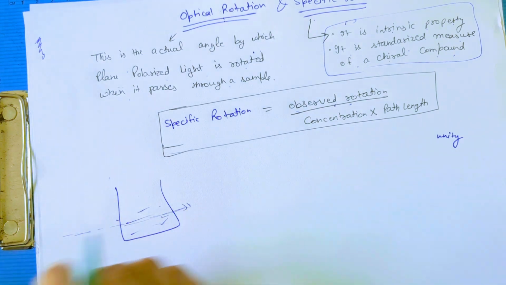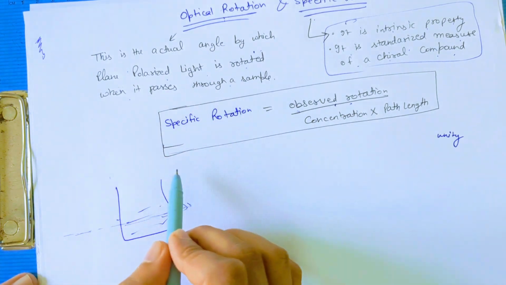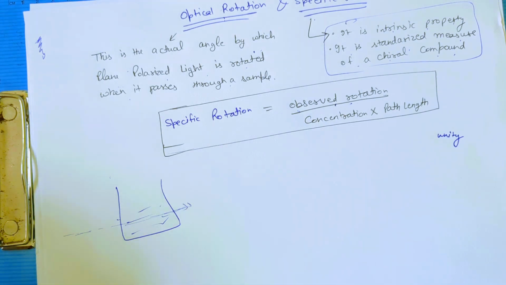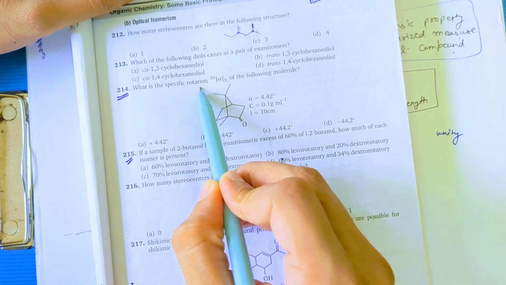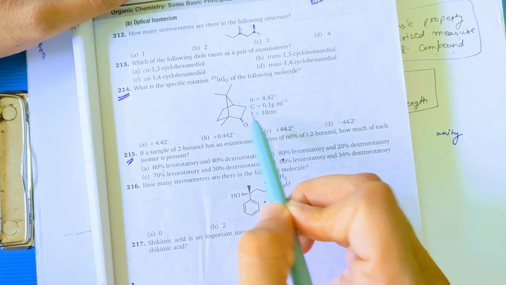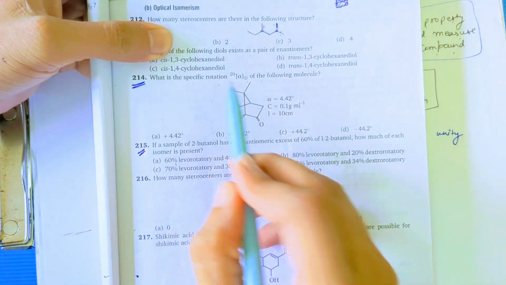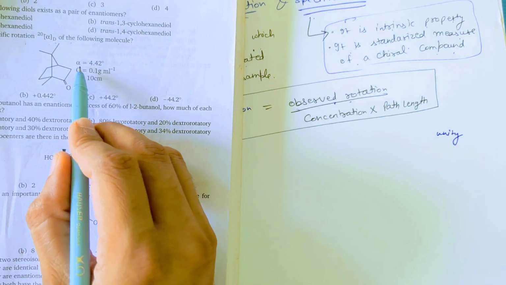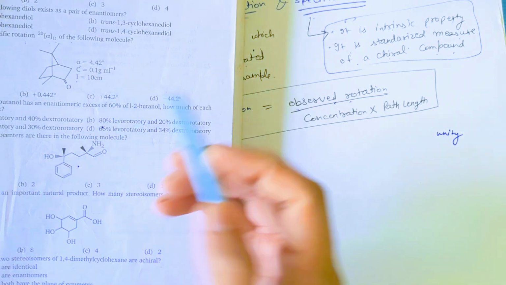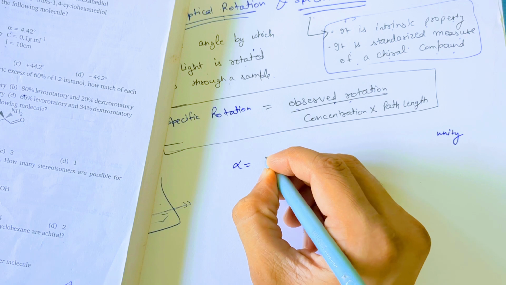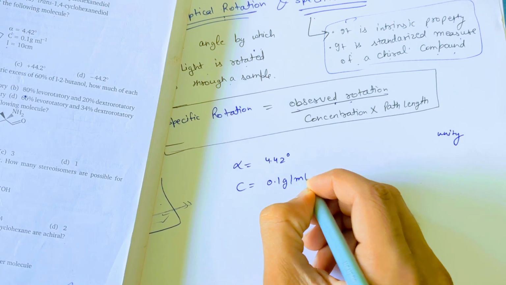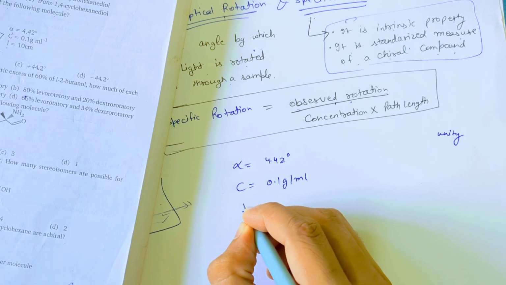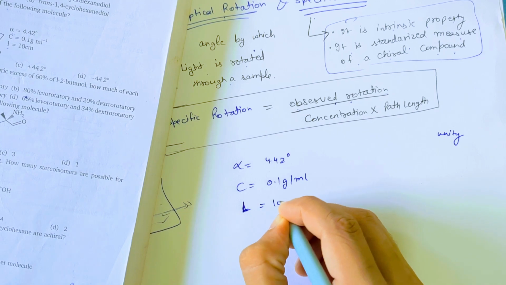Okay, let's understand this using some questions from the M.S. Chouhan book. The first question I got here: what is the specific rotation of the following molecule? We have to calculate the specific rotation, and the observed rotation, concentration and length are given. That is, alpha is equal to 4.42 degree, the concentration is 0.1 gram per ml, and the path length is 10 centimeter.